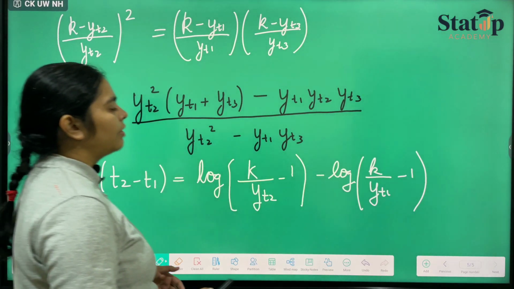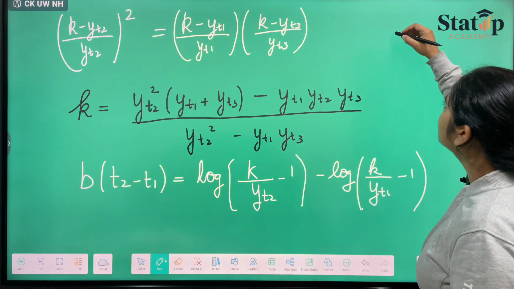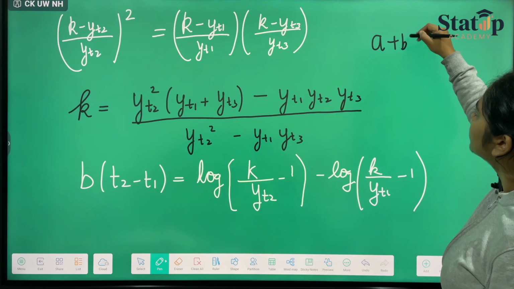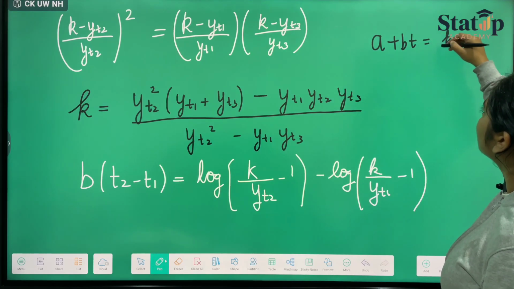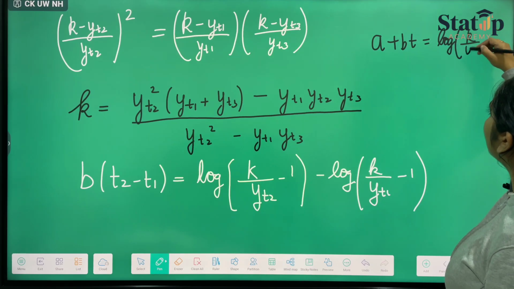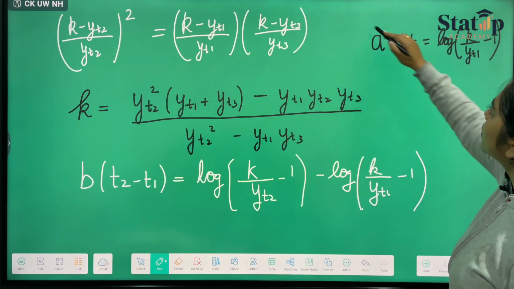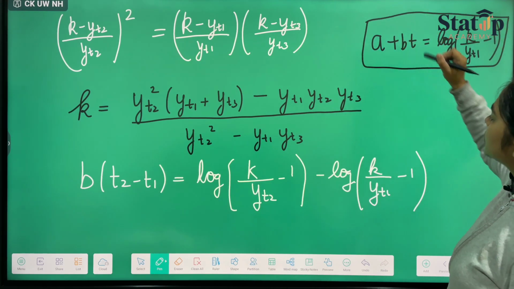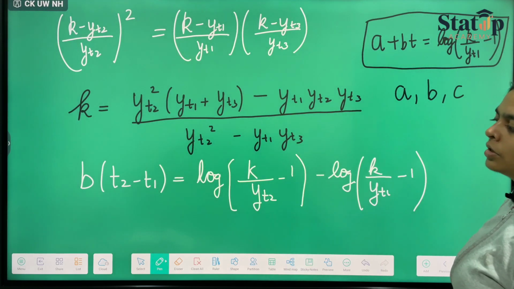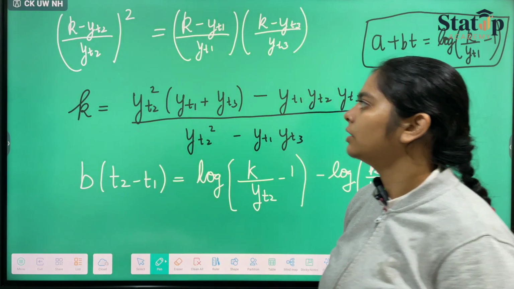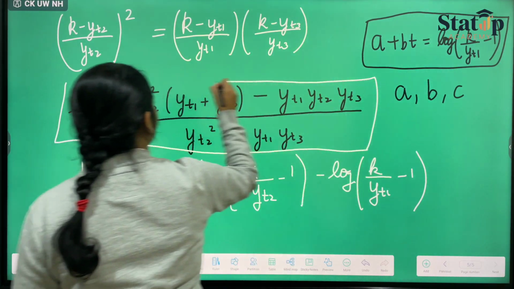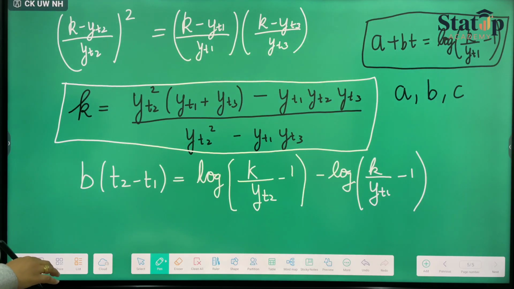And if we substitute the value of k and b in the equation a plus b t is equal to log of k upon y_t1 minus 1, then we'll get the value of a. So by this method, we'll get the values of the three constants a, b, and c. So this was our method of three selected points. Rather than solving this, you can directly learn the final answer and write it in the exam.